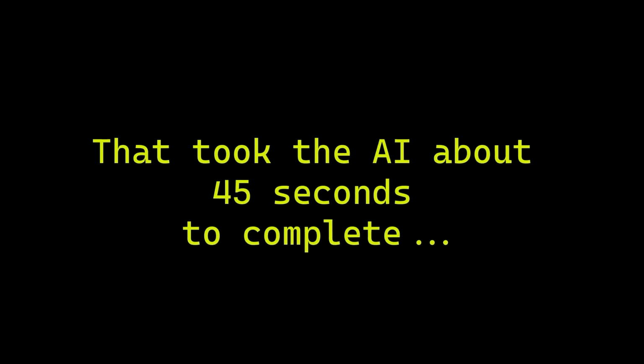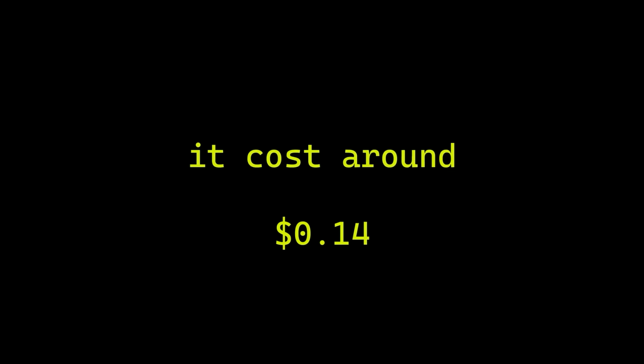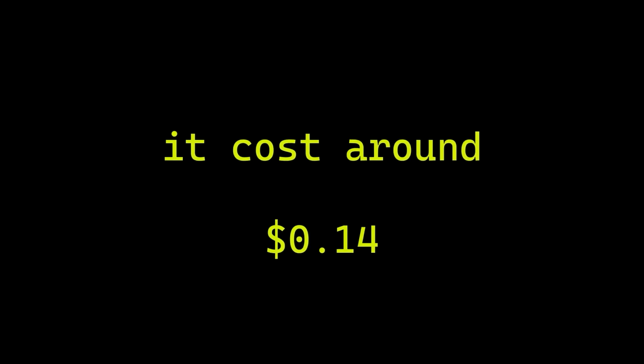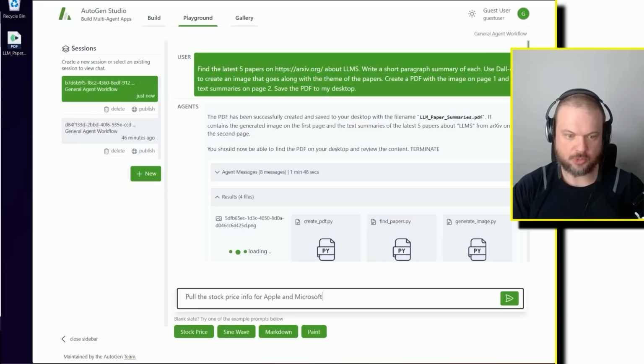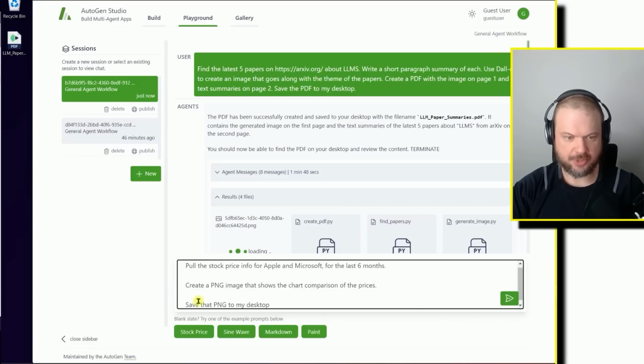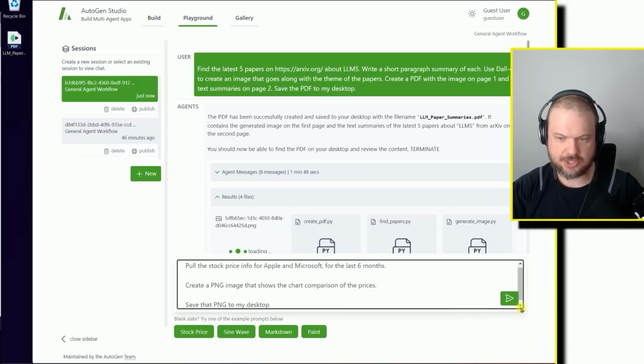That took the AI about 45 seconds to complete. It cost around 14 cents. It would take a human assistant 30 to 60 minutes to complete that task. Pull the stock price info for Apple and Microsoft for the last 6 months. Create a PNG image that shows the chart comparison of the prices and save that PNG to my desktop.